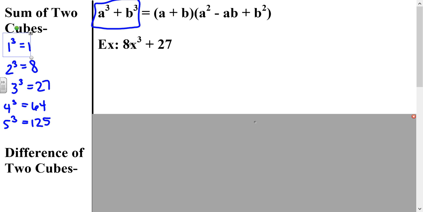But if you have two things here and you can't take out a greatest common factor, then it probably is a sum of cubes. So I need to figure out what a and b are.